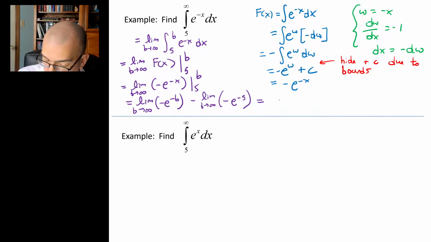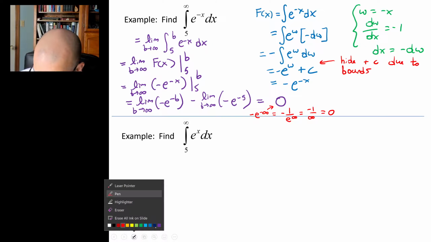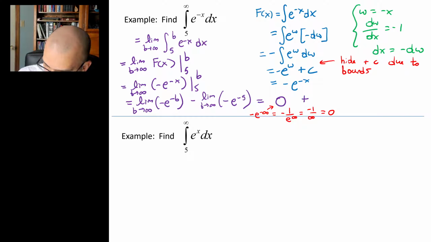So the first part becomes 0. The reason for that is we have e to the minus infinity. E to the minus infinity is 1 over e to the infinity, which is like 0. Minus e to the minus infinity is equal to minus 1 over e to the infinity, which is minus 1 over infinity, which is 0. And then the second part, minus minus plus, the limit of a constant is just a constant. The second term, negative e to the negative 5, does not contain any b. So it's just like evaluating a constant. The constant doesn't change. So it's just e to the negative 5. So our final answer is e to the minus 5.